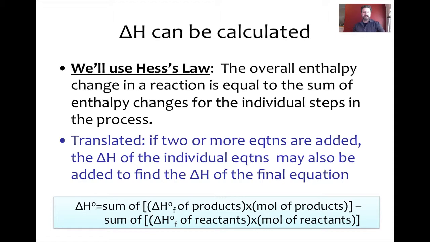So in the translation down below it, it says if 2 or more equations are added, the delta H of the individual equations may also be added to find the delta H of the final equation. And how it breaks down is like this. This looks like a really scary formula, but don't let it scare you. It's not that bad. It basically says the sum of your products' enthalpy changes times however many moles there are, minus the sum of the enthalpy changes of your reactants times how many moles there are, you'll get delta H of the reaction. And we'll be utilizing some version of this in a number of problems coming our way.